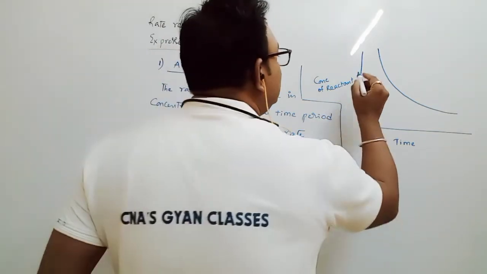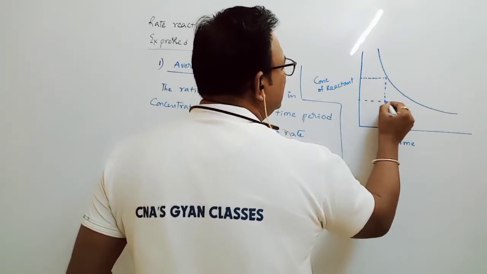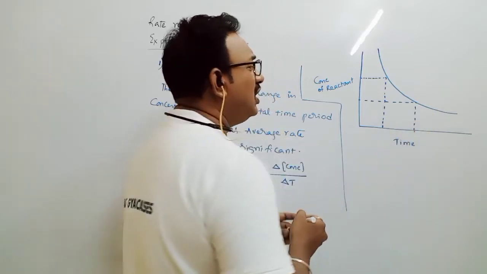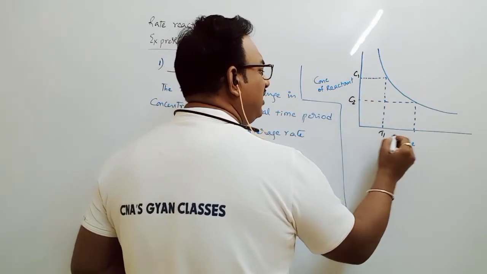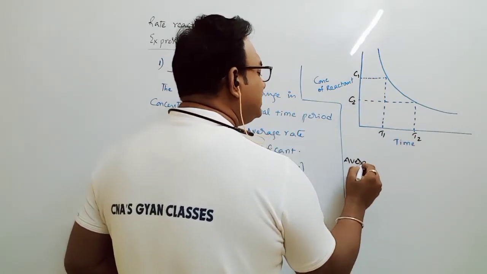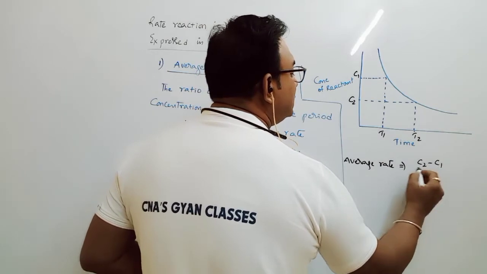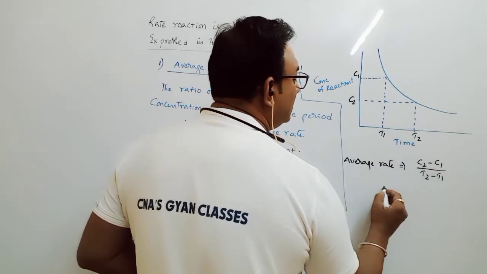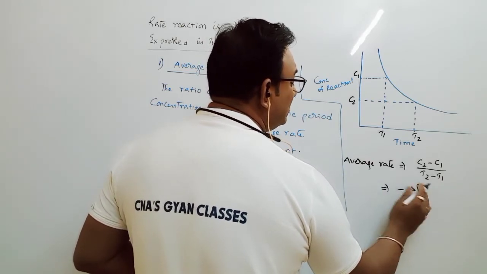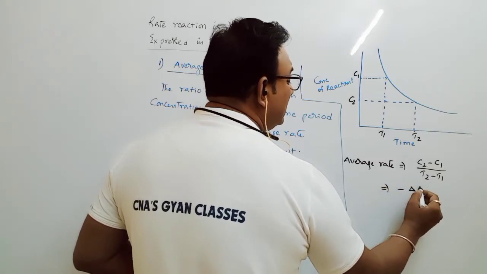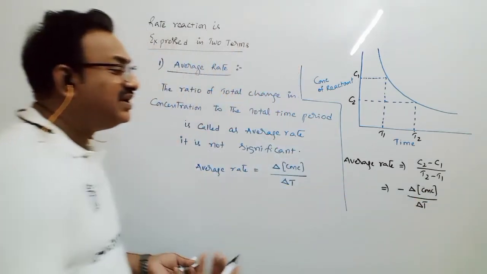Now, just to consider two concentration points like this: C1 at a time t1, and C2 at a time t2. यहाँ पे C1, यहाँ पे C2, T1, T2. तो यहाँ पे एवरेज रेट कैसे मिल जाएगा आपको? Average rate is equal to C2 minus C1 by T2 minus T1. Okay. So that can be written as minus delta concentration by delta T. So this gives the average rate.